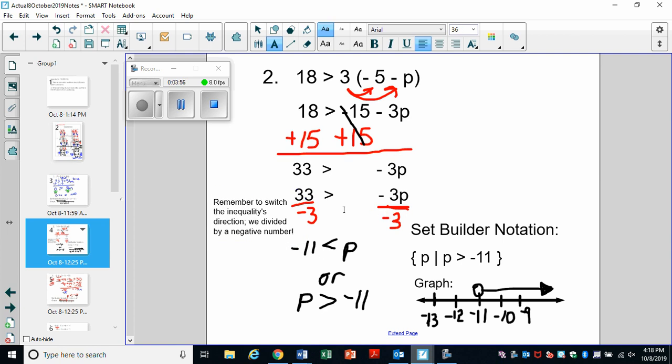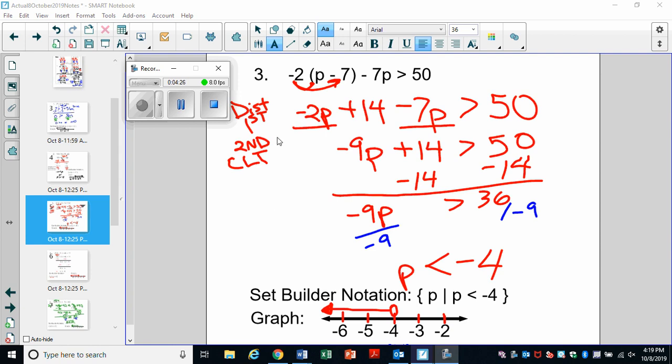All right. So we have 33 divided by negative 3, negative 11. It's less than p, or we could write it as p is greater than negative 11. And again, we have a set builder notation. So for all p such that p is greater than negative 11. And for the graph, open circle, arrow going to the right.